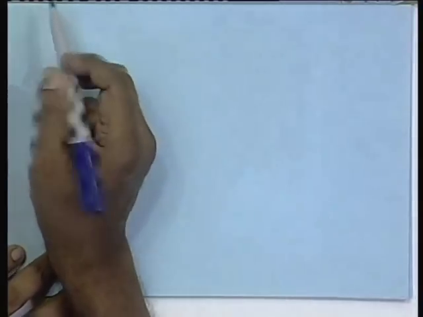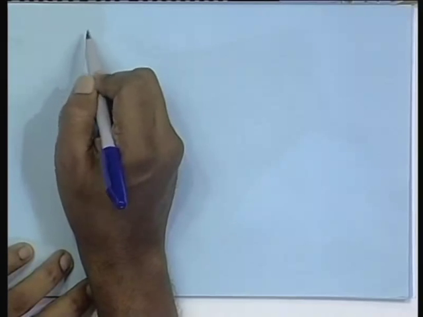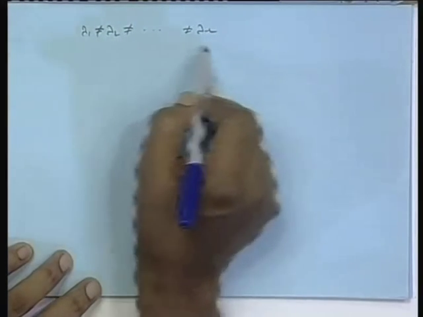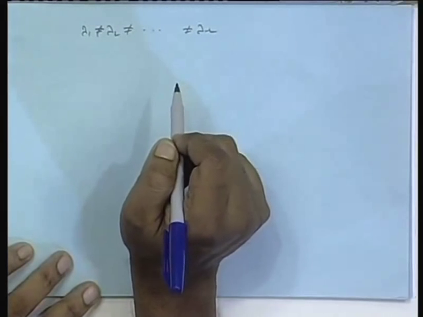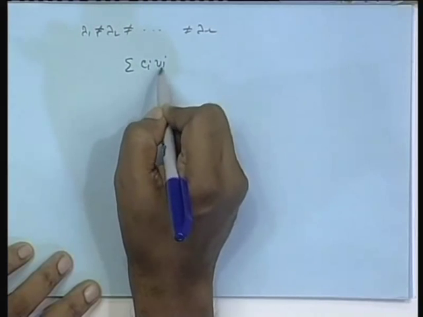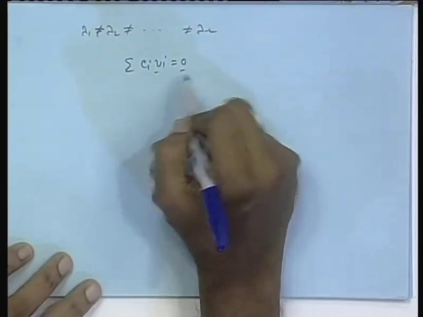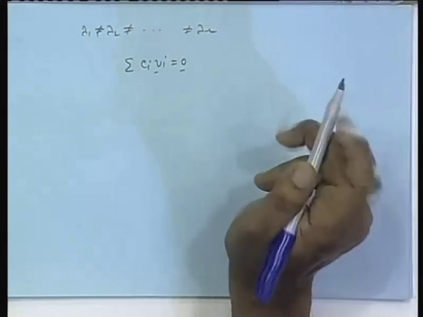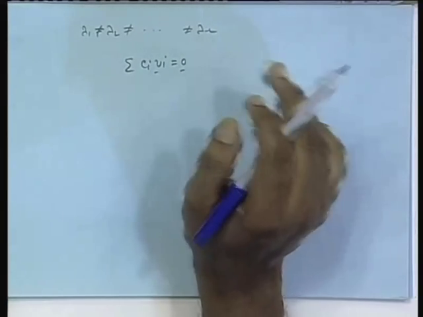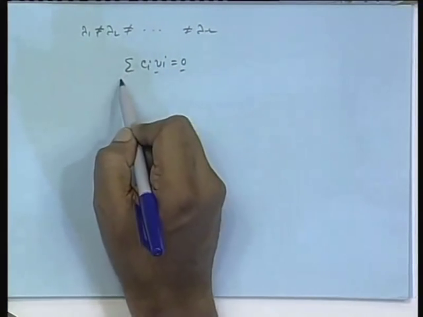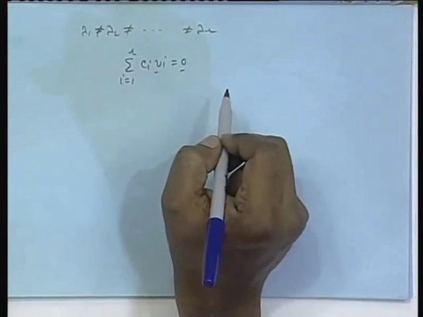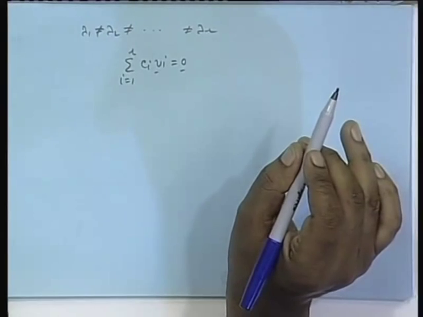Another thing is that we are given lambda 1 not equal to lambda 2 not equal to ... not equal to lambda r, and the corresponding eigenvectors are v1, v2, ..., vr. I have to prove that if the sum of ci vi equals 0, then each coefficient is 0, that is, v1 to vr is a linearly independent set. That is the objective of this theorem: to show that the eigenvectors corresponding to distinct eigenvalues are linearly independent. So I pick up those eigenvectors vi, i equal to 1 to r, and form a linear combination equal to 0. I have to show that this is possible only if c1 equals c2 equals ... equals cr equals 0 and no other solution exists. That will show that it is linearly independent. How to show that?